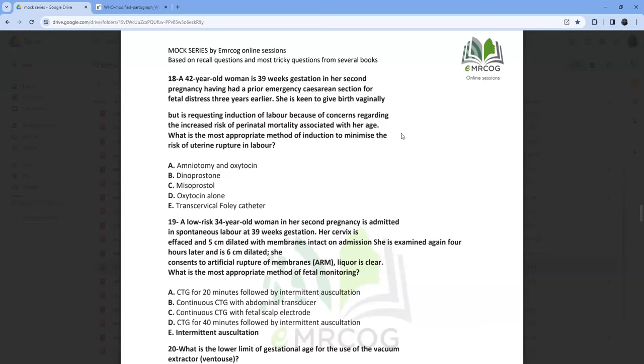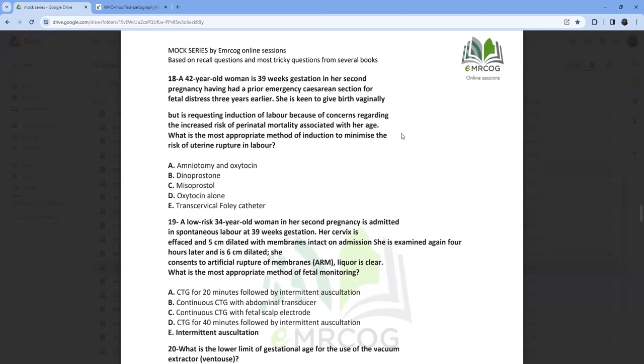Okay, my friends, so in question 18, you have a 42-year-old woman, 39 weeks in gestation, in her second pregnancy, having a prior emergency cesarean section for fetal distress 3 years earlier. She's keen to give birth vaginally, but she's requesting induction of labor because of concern regarding the increased risk of perinatal mortality associated with her age. What is the most appropriate method of induction to minimize risk of uterine rupture in labor?